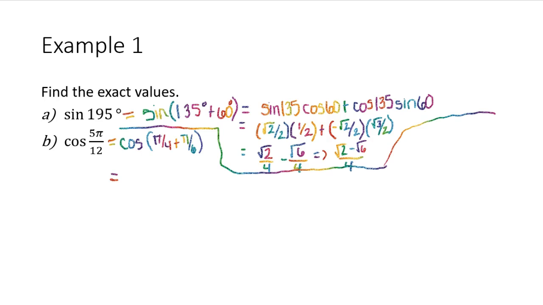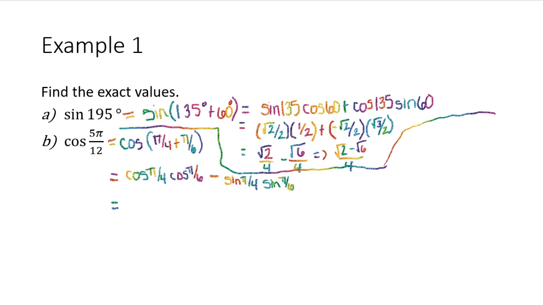Let's apply our cosine sum formula. That means we're going to take the cosine of pi over 4, and we're going to multiply that by the cosine of pi over 6, and then we're going to change from addition to subtraction, and then we're going to look at the sine of pi over 4 times the sine of pi over 6.